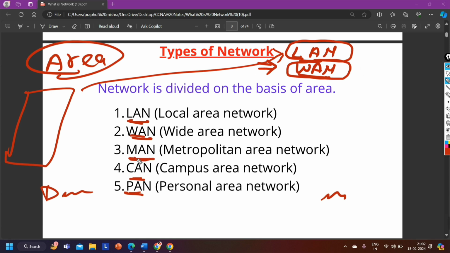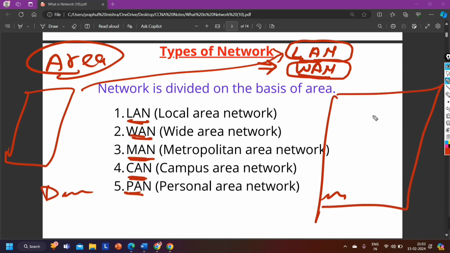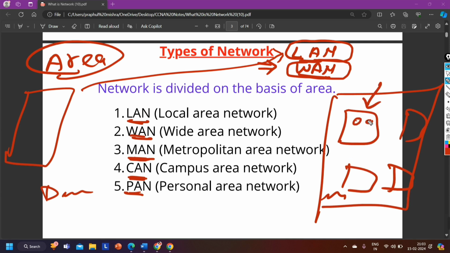But we have some more types of network here as human-defined network, that is MAN. If we are implementing a network in a metropolitan area, that type of network is MAN. If we are implementing a network in a campus, like let's say in a college, there are a few branches. There are 4 buildings: building 1, building 2, building 3, and building 4. So in these buildings I am implementing a network, right? There are some networking devices which are connected with each other. So which type of network is it?